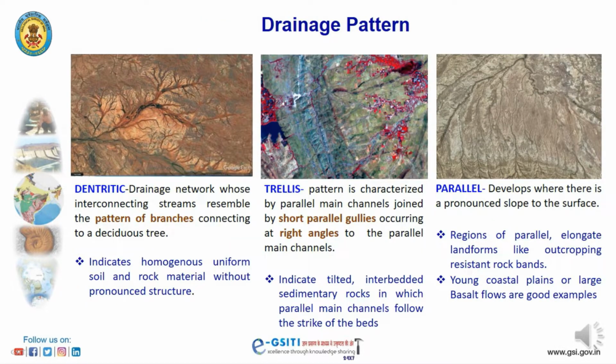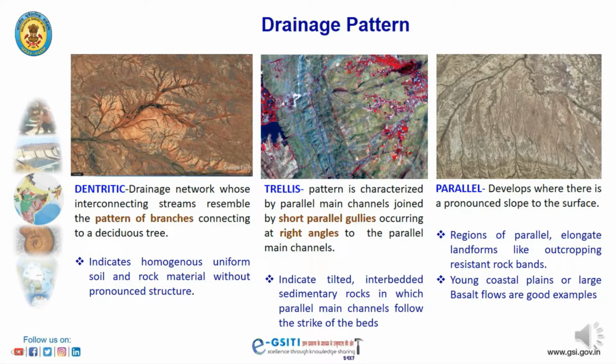Dendritic drainage pattern. The drainage network whose interconnecting streams resemble the pattern of branches connecting to a deciduous tree. When we look at an imagery, we can see the drainage or streams from the first order to the higher order resembling a tree. That's why it is called the dendritic drainage pattern. It indicates homogeneous, uniform soil and rock material without pronounced structural influence in the area.